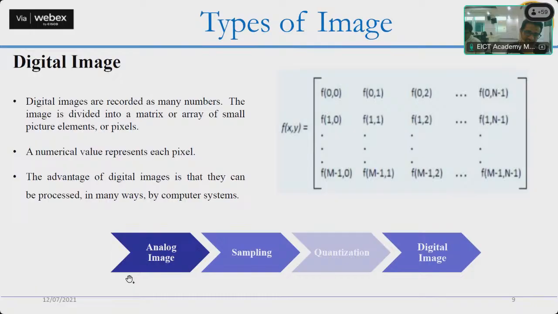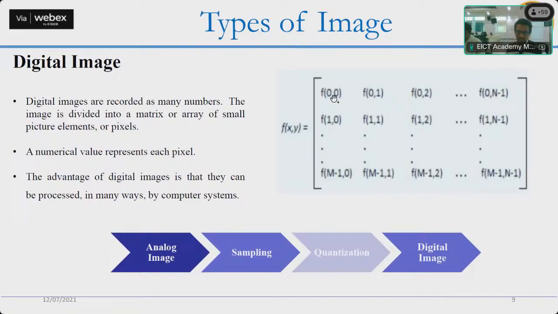But a digital image is basically recorded as many numbers. The image is divided into a matrix or array of small picture elements, or pixels. What do you mean by pixel? This pixel is basically the smallest, most basic quantity of an image. What we are seeing here is 0,0, 0,1, 0,2, up to 0,N minus 1. This is an example of an M by N dimensional image.